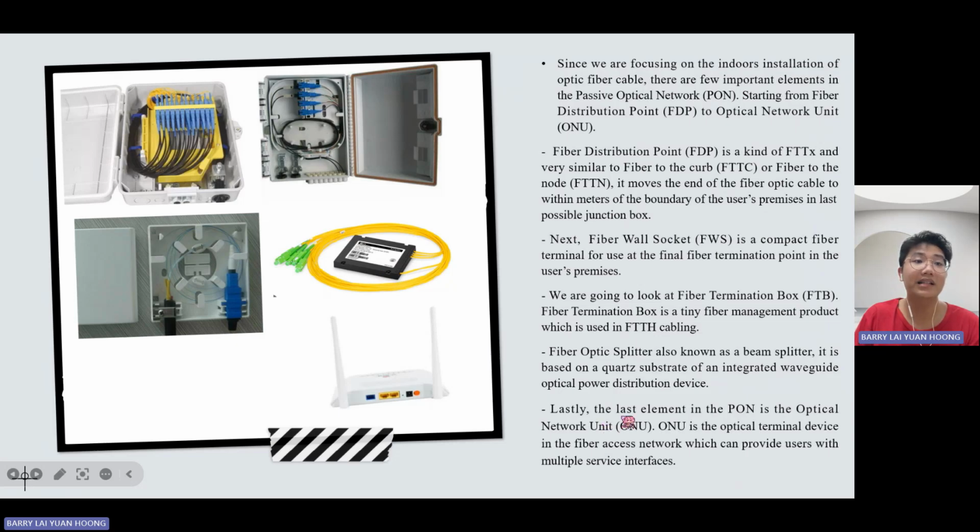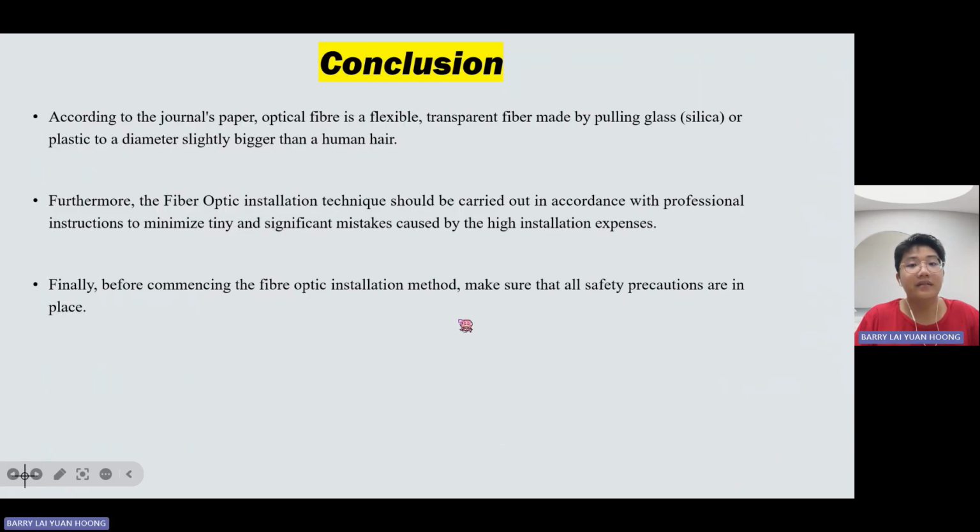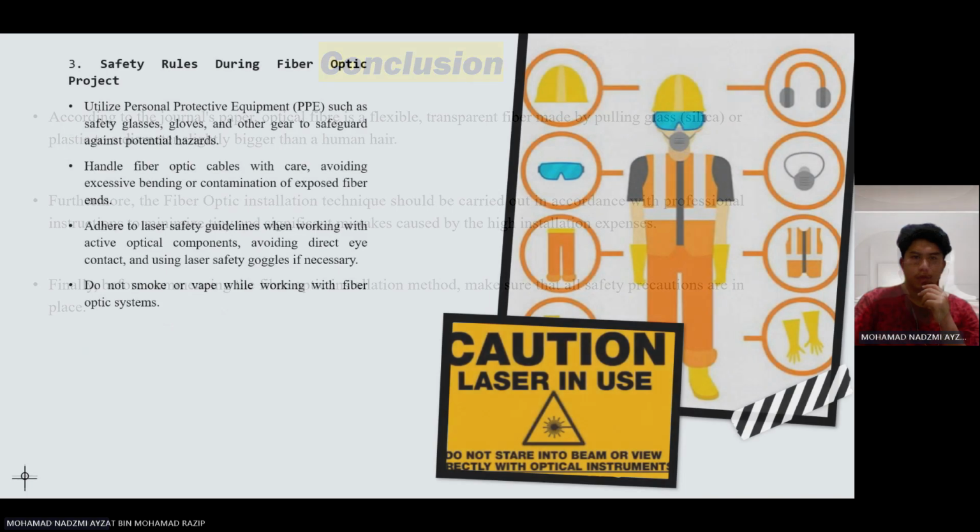And lastly, the last element in the PON, the passive optical network, is the optical network unit (ONU). The ONU is the optical terminal device in the fiber access network, which can provide users with multiple service interfaces. And this is the optical network unit, ONU. And that's all from me. Thank you.